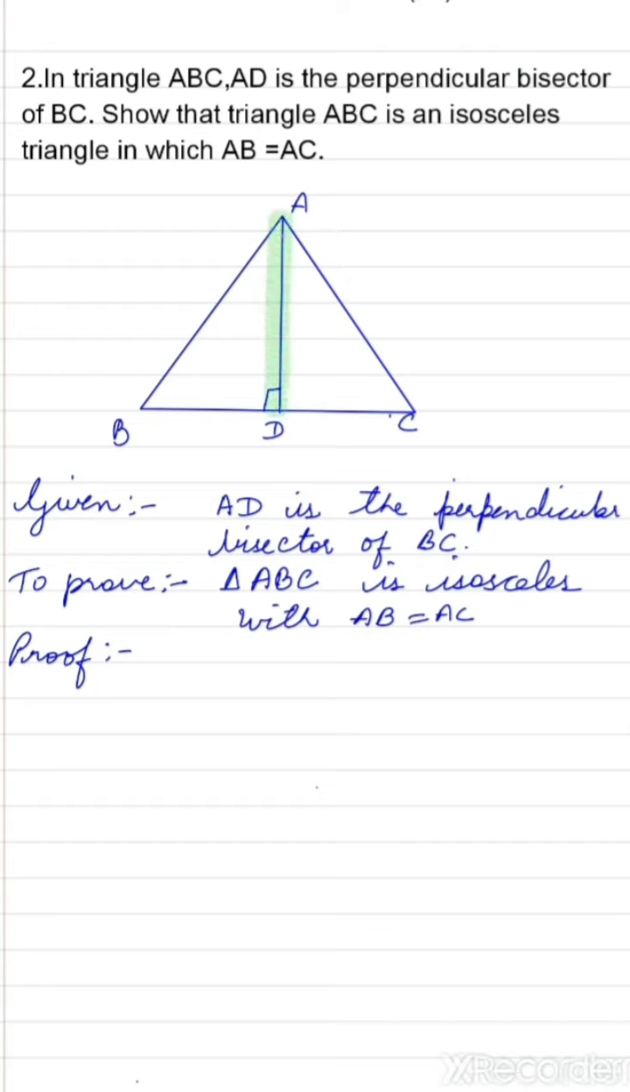Perpendicular means that angle ADB is equal to 90 degrees, and similarly ADC is also equal to 90 degrees. BD is equal to CD because it is the bisector. So two things are there, perpendicular as well as bisector. So now let's see how we are going to prove.